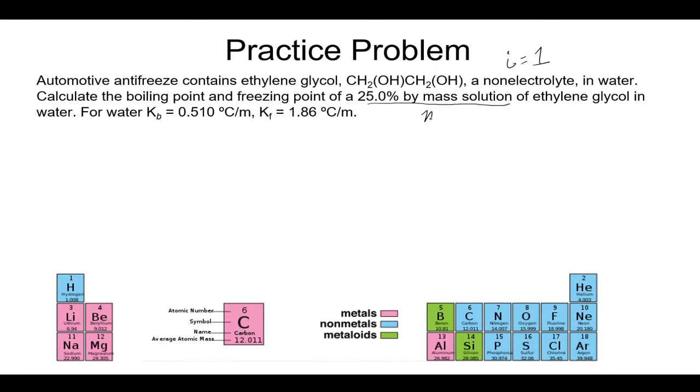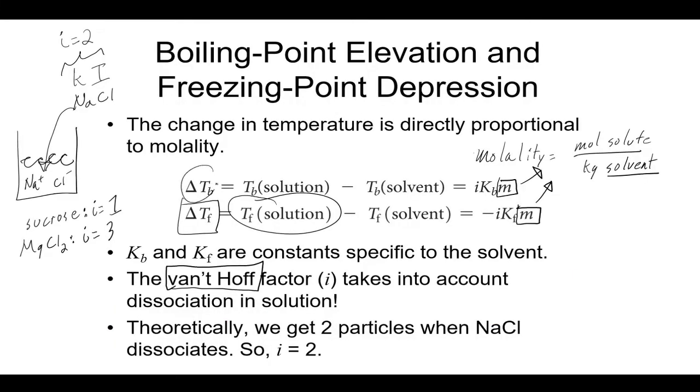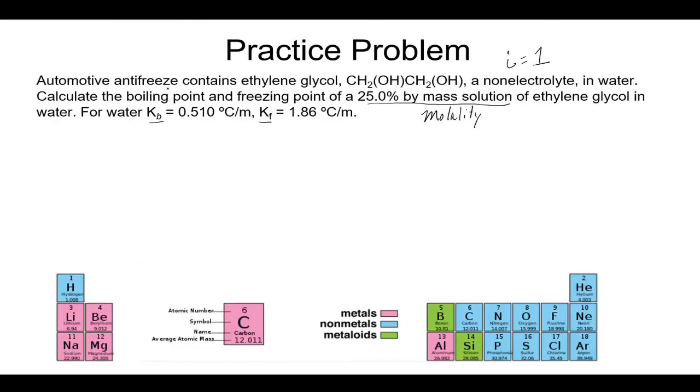That's weird because I need molality. Not sure how that's going to work. Of ethylene glycol and water. For water, Kb equals this, Kf equals this. So let's think about our formula here for the new boiling point. It's antifreeze. I know we want to calculate that, but we're going to calculate both boiling point and freezing point. Let's do boiling point first. Delta Tb equals the van 't Hoff factor i times the constant Kb times this molality.